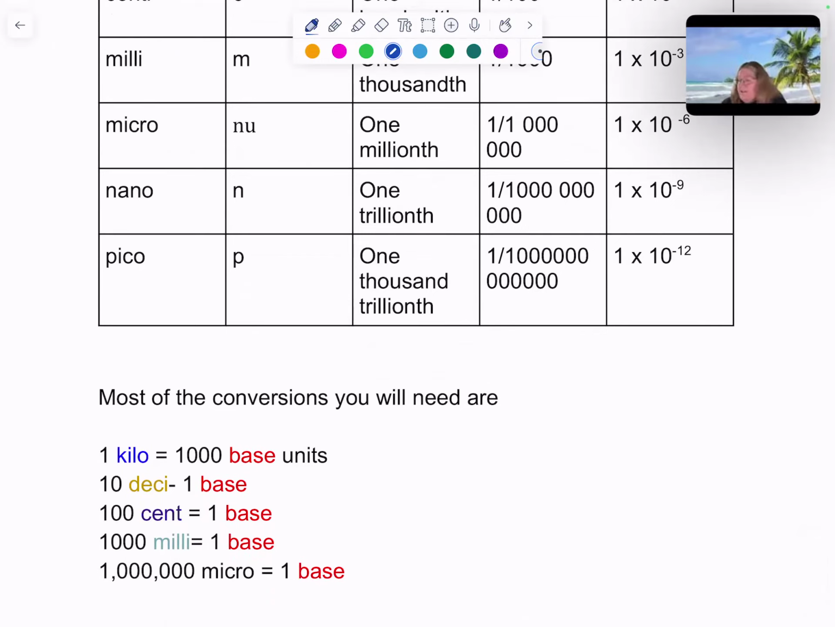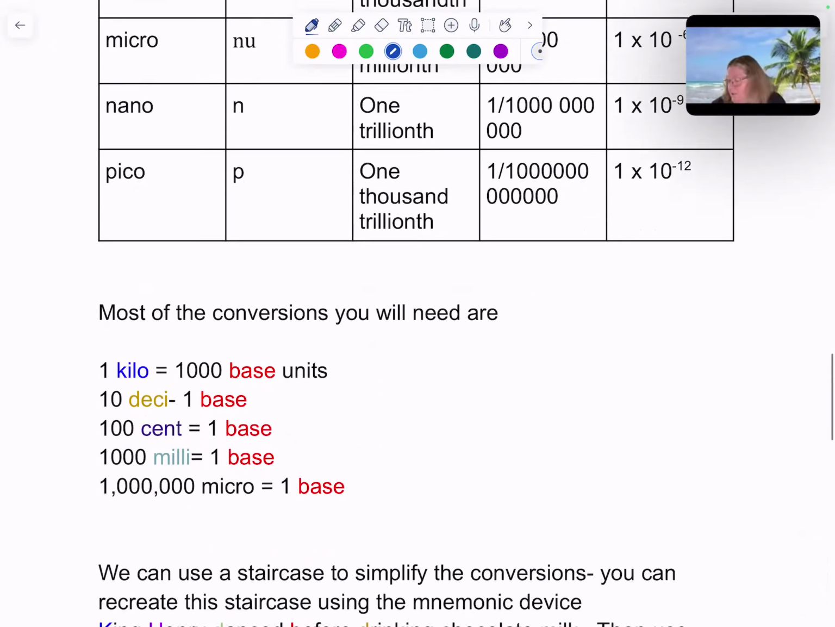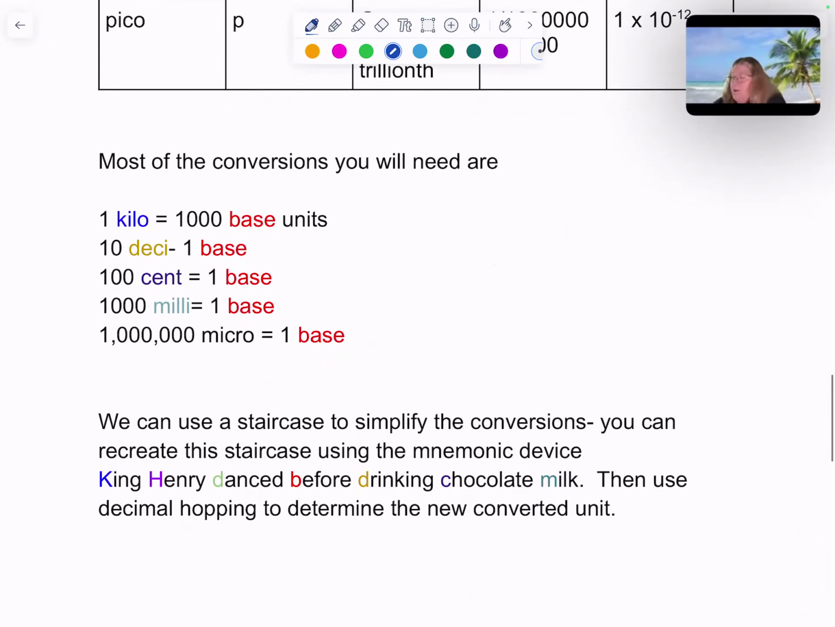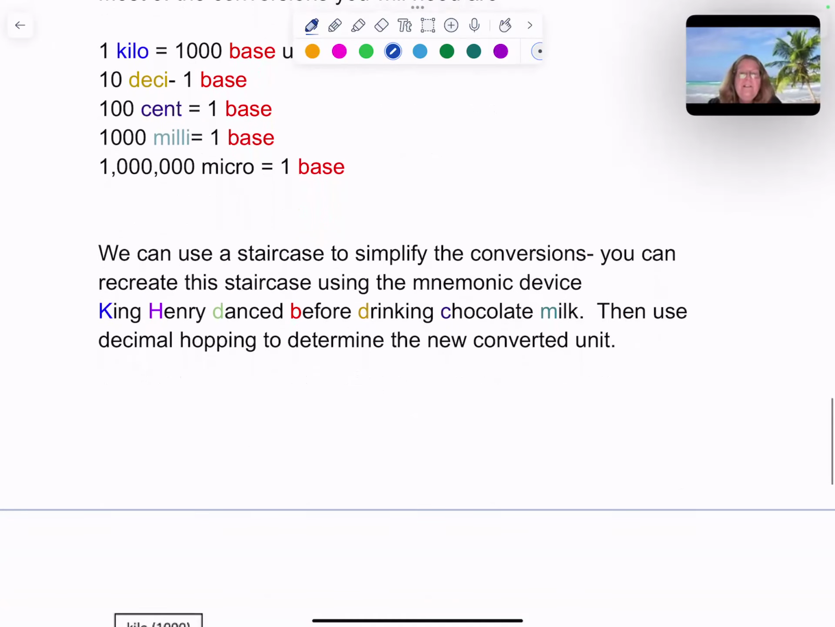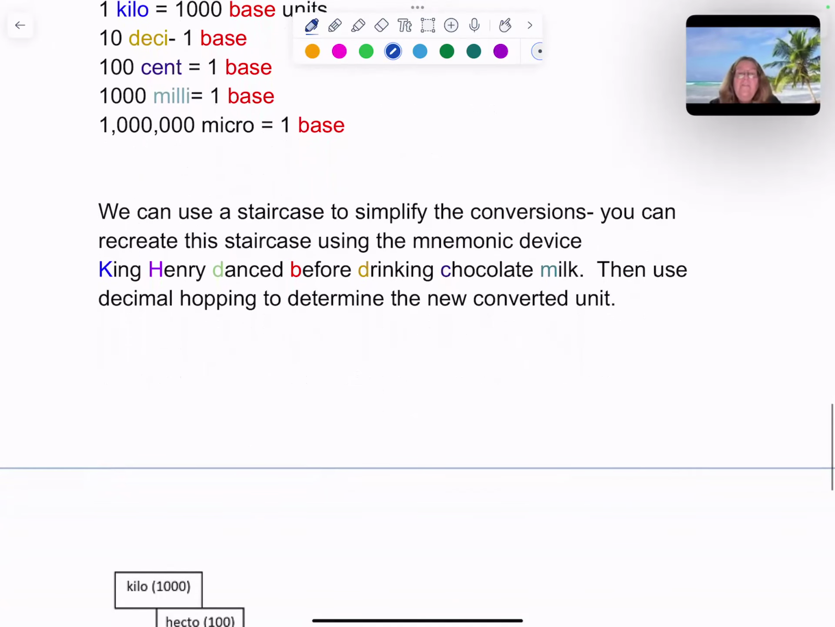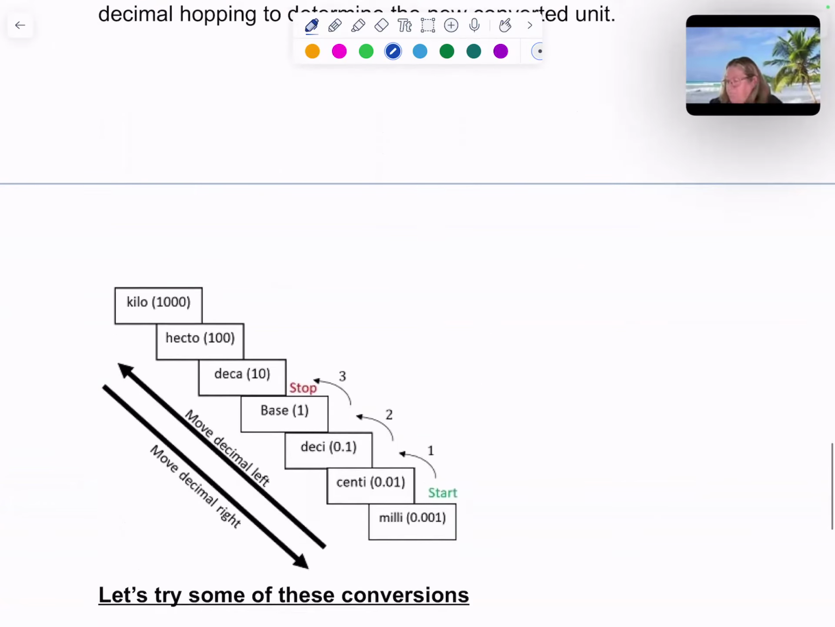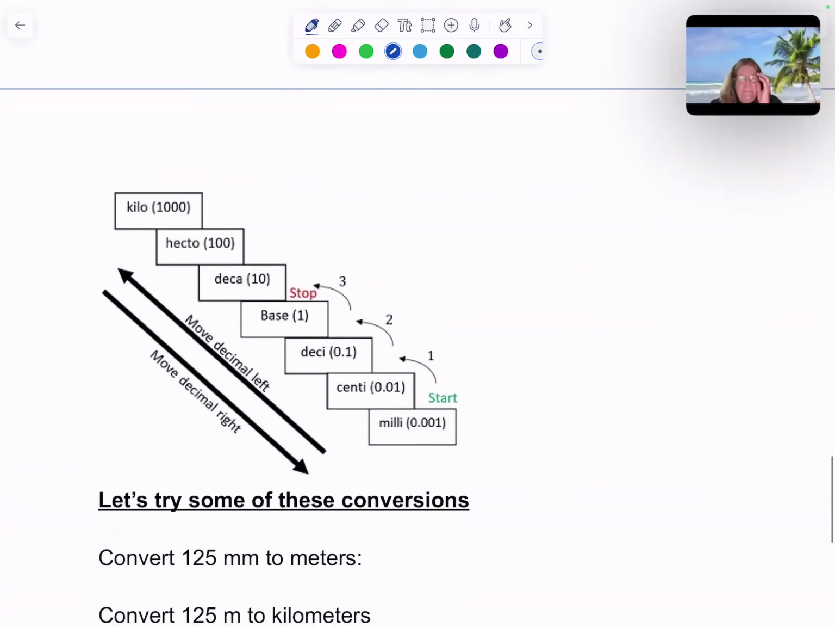And these set up what we call our conversion factors, which allow us to convert between our different units in the system. We can use a metric staircase to simplify our conversions. You can recreate the staircase on your own using the mnemonic device King Henry danced before drinking chocolate milk. And then we use what's called decimal hopping to determine our new converted unit. So here's our metric staircase.